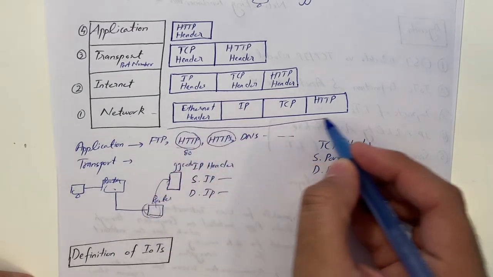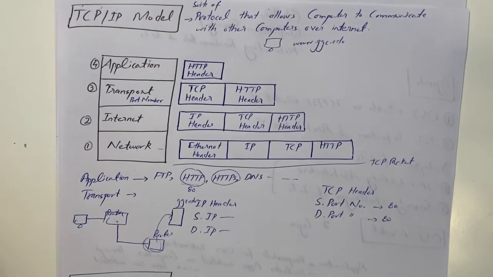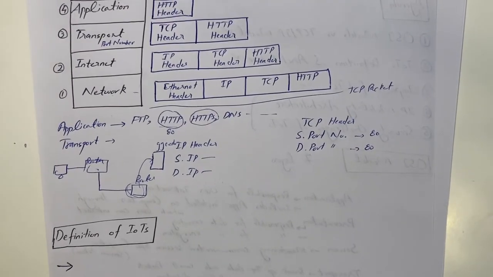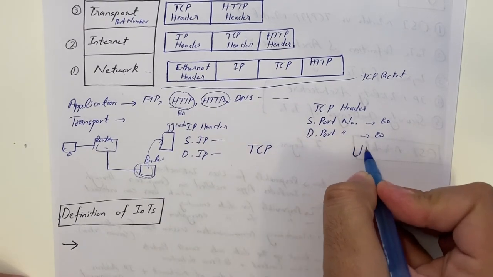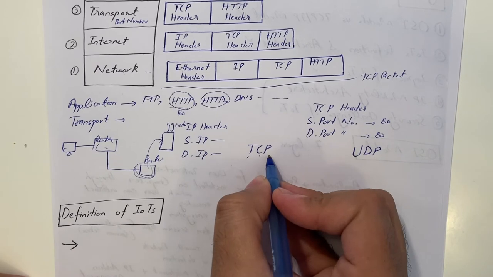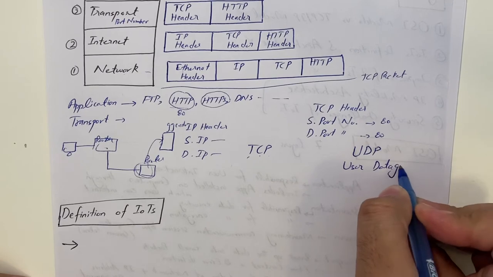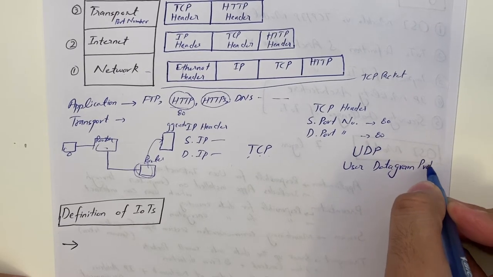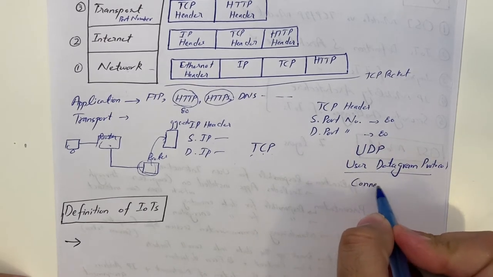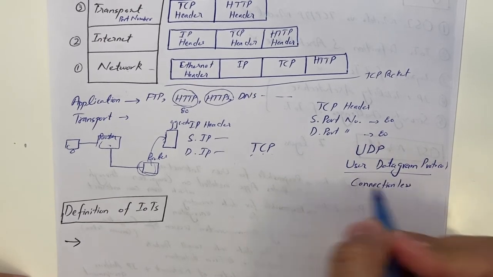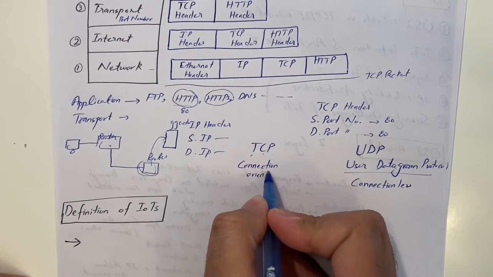And this particular packet is called a TCP packet. Now, on the internet, or on the TCP/IP model, there could be two types of packets. A packet could be a TCP packet, or a packet could be UDP. TCP is Transmission Control Protocol, and UDP is User Datagram Protocol. The UDP packet is called connectionless, while the TCP packet is connection oriented.